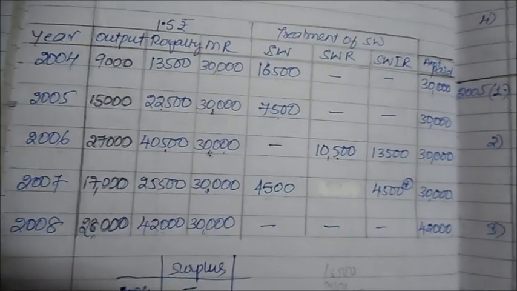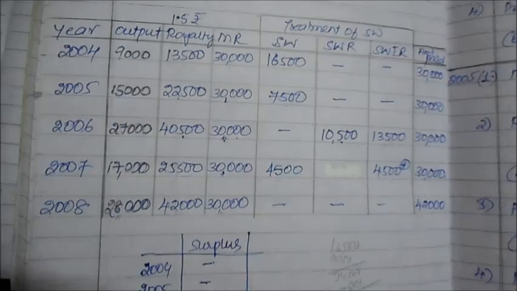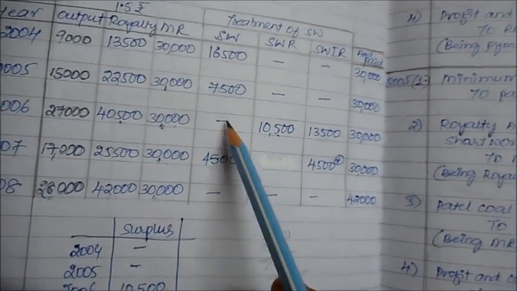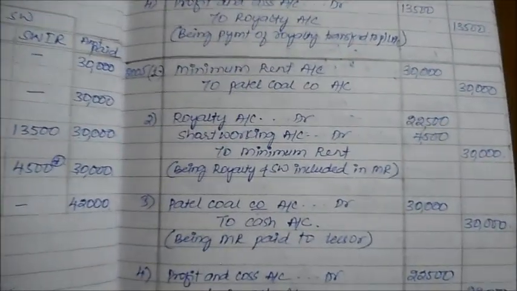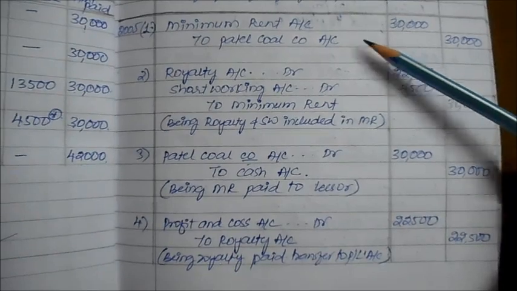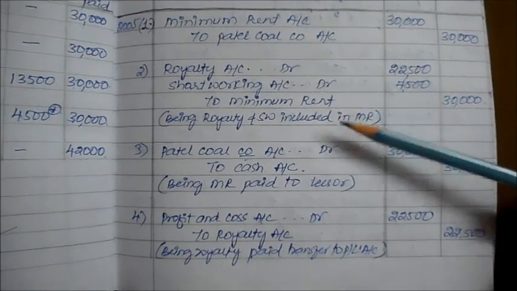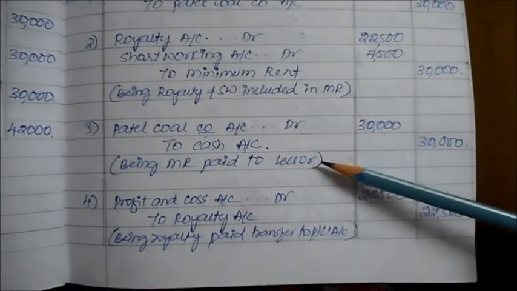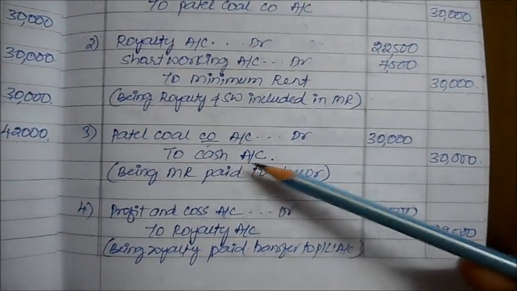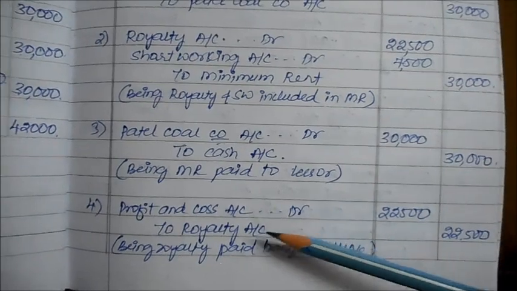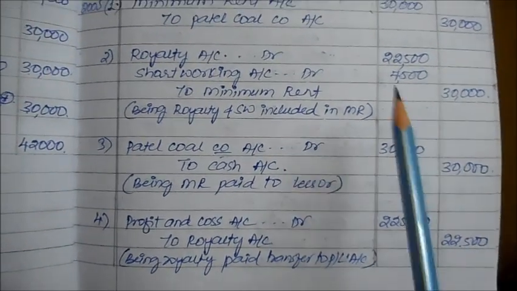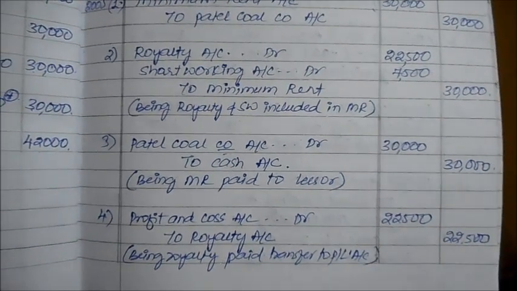Now moving on to the second one. What does the second entry generally say? Again, it has the same kind of working as what we did for the first one, so I don't think I'll have to tell you again and again. It's the same journal entry: recording for minimum rent, showing the division between the two, transferring it to the landlord in the form of cash or bank account also you can write, and then finally closing the account by writing P&L account debit to royalty account. Royalty will be 20,500.